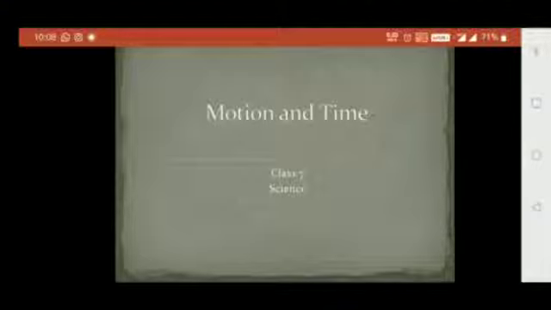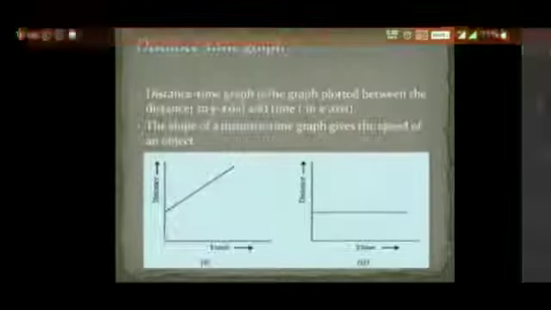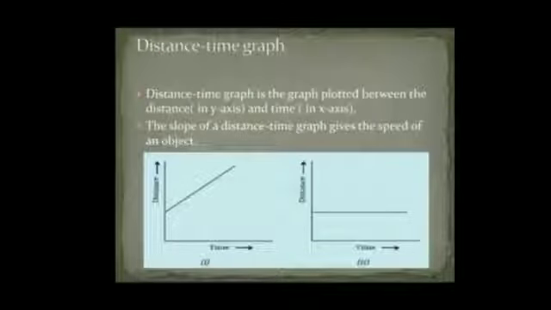Now let's see the next topic of the lesson, the distance time graph. A distance time graph is the graph plotted between the distance on the y-axis and time on the x-axis. The slope of a distance time graph gives the speed of an object.